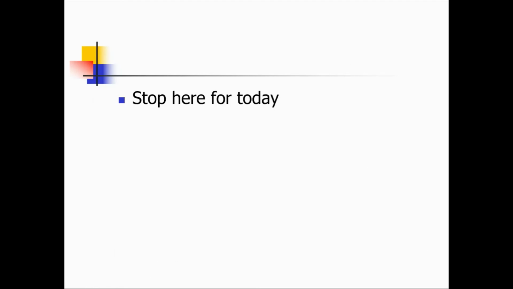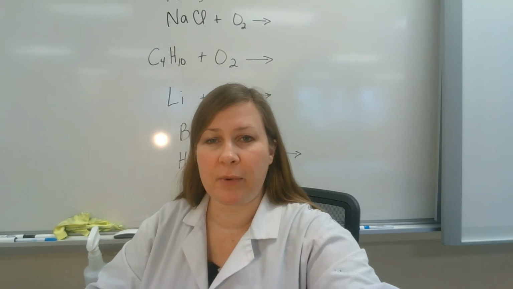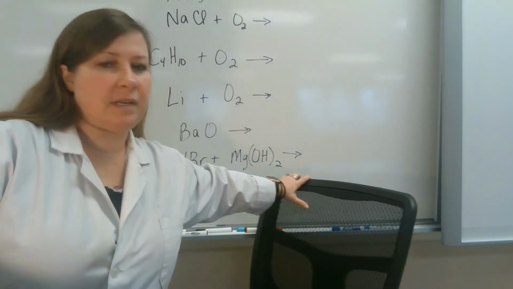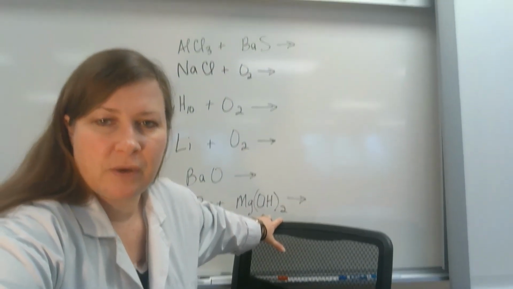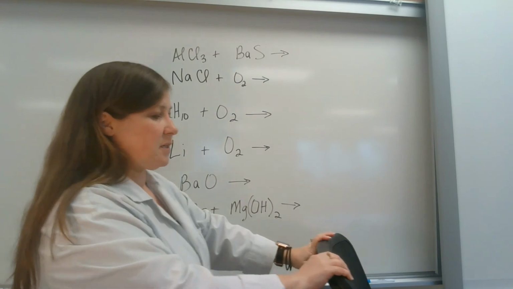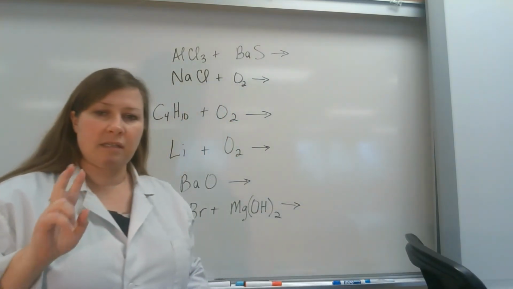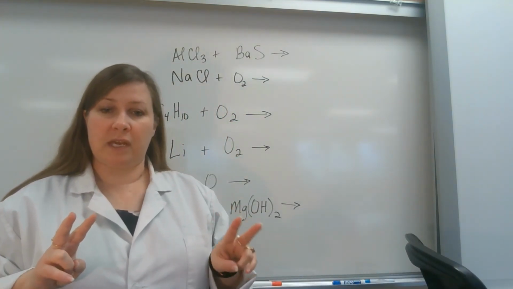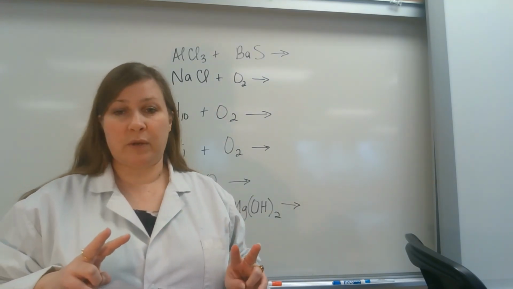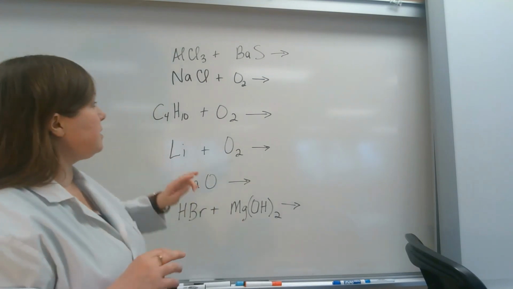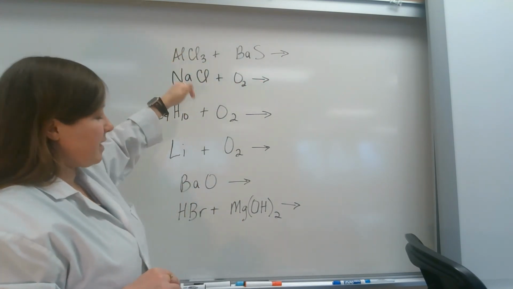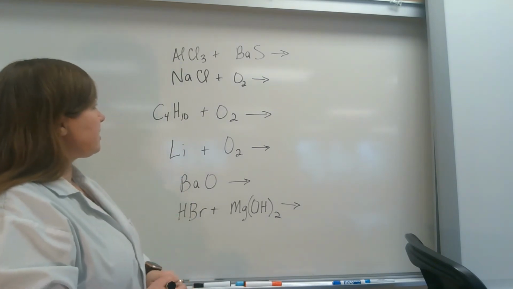And we're going to stop there for today. And now we're ready to go ahead and try writing the reactions for the ones that I wrote on the board. So let's go ahead and write these out. So we have AlCl3 plus BaS. Al and Cl are 2 separate elements, and Ba and S are 2 separate elements. So this is either double replacement or acid base. And do you see anything that starts with an H or ends with an OH? No, so it's not acid base, so it's double replacement.